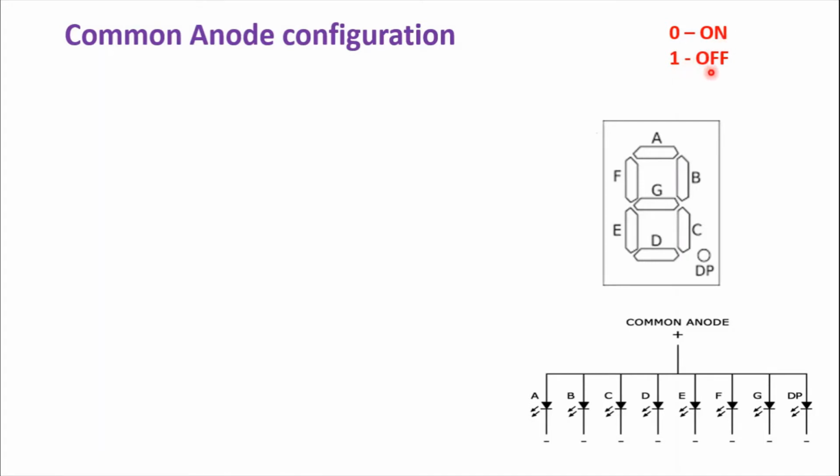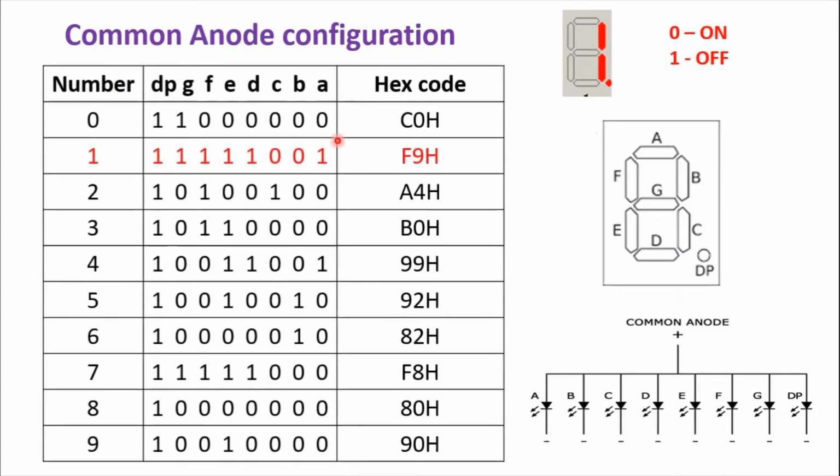And this will help us to design a table where we have to find out hex codes of different numbers to be displayed. So numbers 0 to 9 are written here. For example, say I want to display 1. So what is the necessary condition? That the LED B and LED C should glow. So when LED is to be glowed, 0 is to be supplied. So B terminal is given 0 and C terminal is given 0. Remaining LED should be in off condition. So 1 is applied to remaining LED terminals.